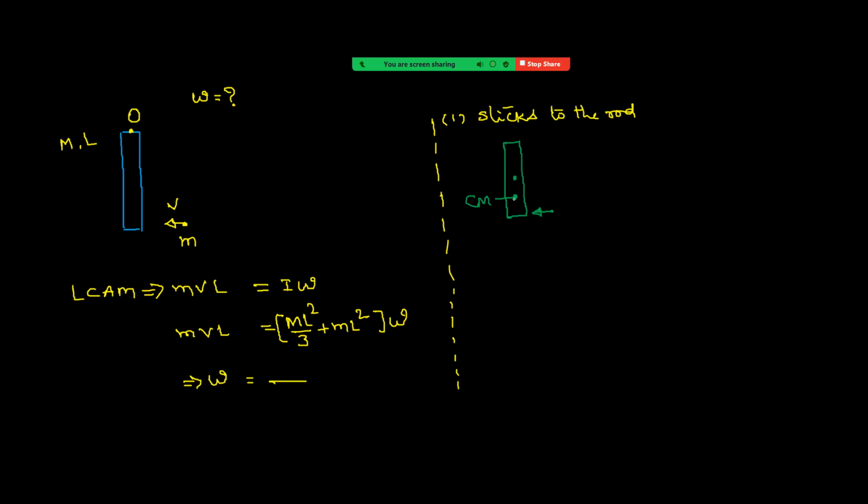Then we have to conserve angular momentum about the same axis. Okay. Next, the second possibility: the particle is not sticking to the rod. If it is not sticking to the rod, then the rod rotates about its own axis, that means through the center of mass of the rod. See carefully, so rotation will be about this axis.